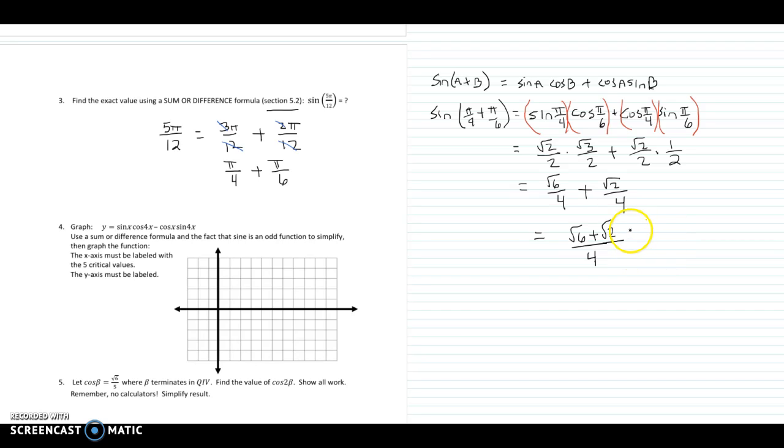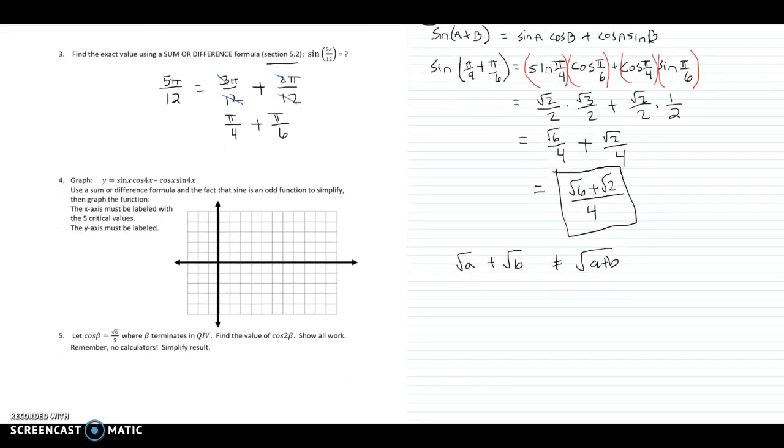Notice that this is not equal to the square root of 8. If you have two separate roots, you can't combine them this way. The square root of a plus the square root of b does not equal the square root of a plus b. So don't be tempted to say this is the square root of 8. Rather, this is your final answer. This is as far as you can go. So we've finished number 3.